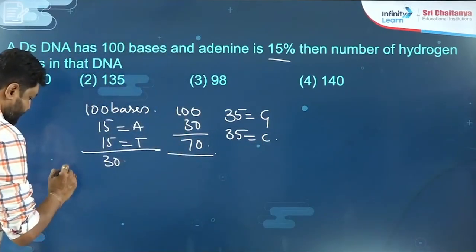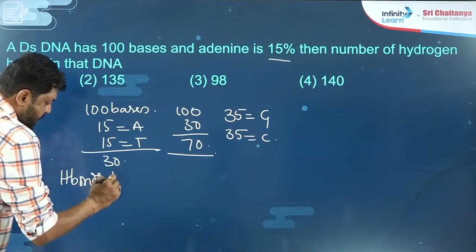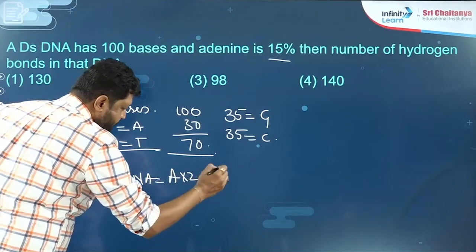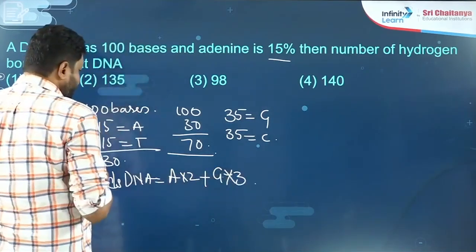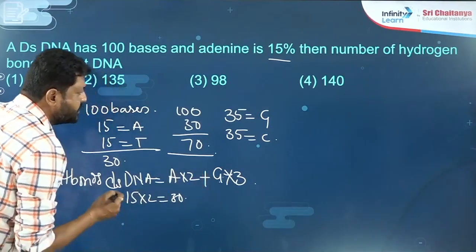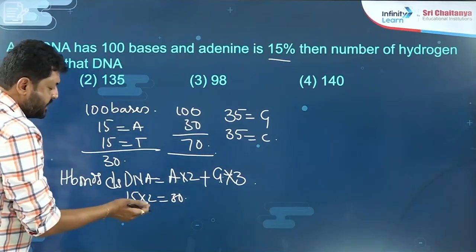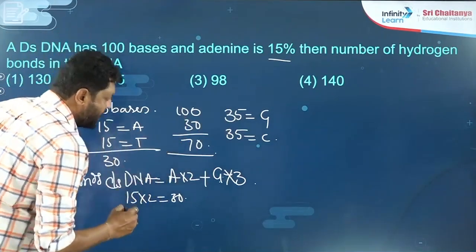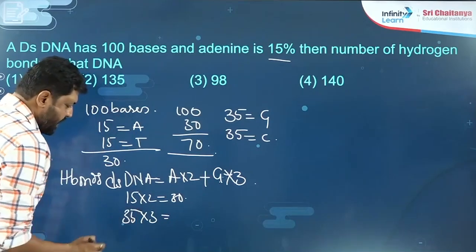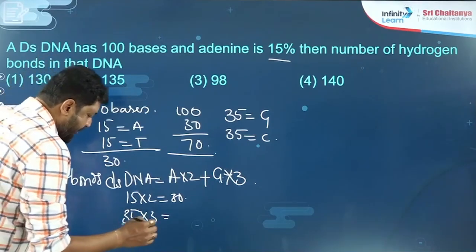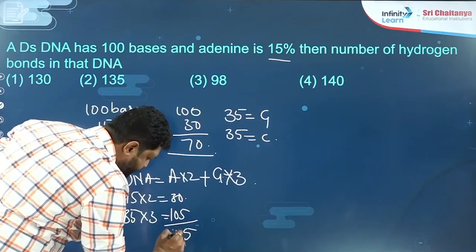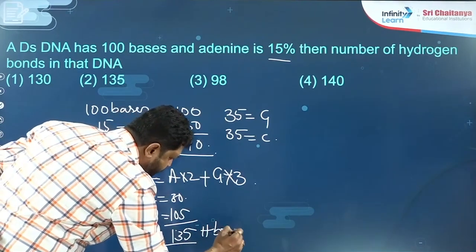Rule of H bonds: H bonds in a double stranded DNA is equal to A into 2 plus G into 3. Adenine 15 into 2 is equal to 30, guanine 35 into 3. Adenine-thymine has 2 hydrogen bonds, guanine-cytosine has 3 hydrogen bonds. 35 into 3 is 105. 30 plus 105, so that is 135 H bonds.